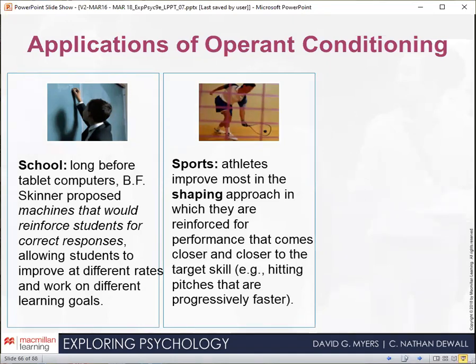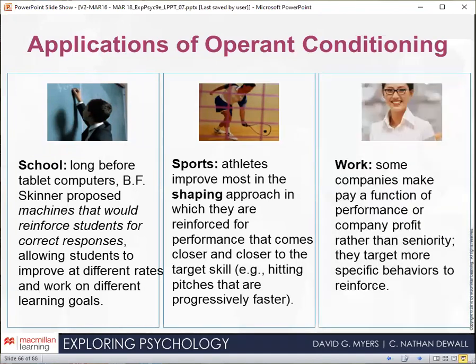So we see this is a very powerful application that has been employed in that particular arena. And then we see it at work. Some companies make pay a function of performance or company profit rather than seniority. They target more specific behaviors to reinforce. For example, oftentimes if you do good work and you are recognized for it, you may get a larger bonus at the end of the year. That's something that's going to be reinforcing.